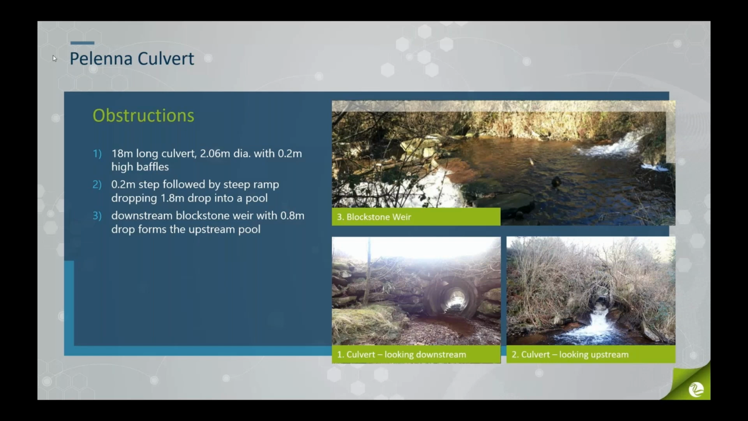First of all, as the name might suggest, there is a culvert. It's quite a long culvert. It's 18 meters long, with just over 2 meter diameter. Within that culvert, they have installed some 0.2 meter high baffles, which are there to try and aid fish passage. But a lot of these have come loose or been washed out by the flows and the sediment being moved downstream. At the downstream end of that culvert, if you look at picture number 2, the bottom right, you can see there's quite a steep ramp coming out of that culvert, flowing into a pool.